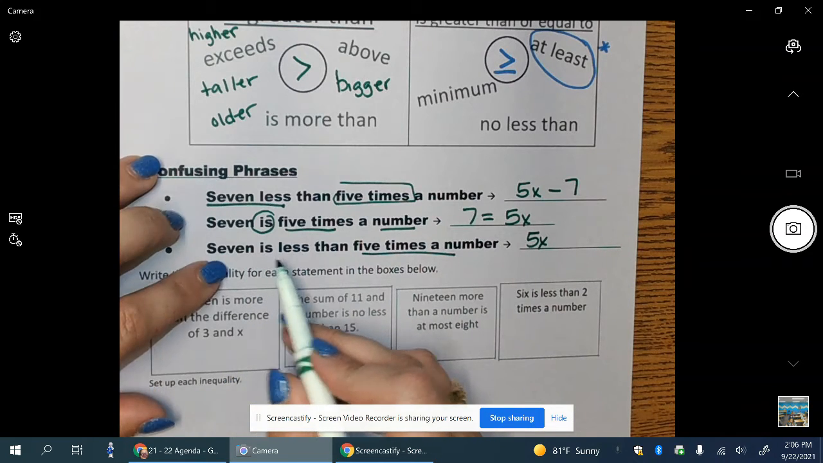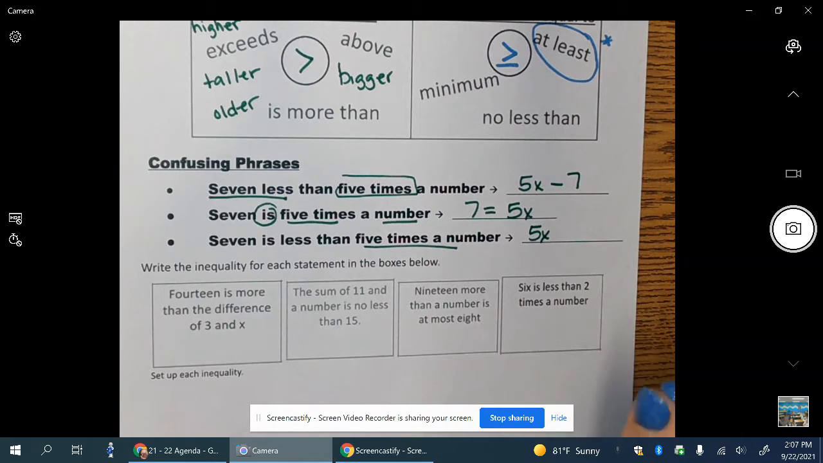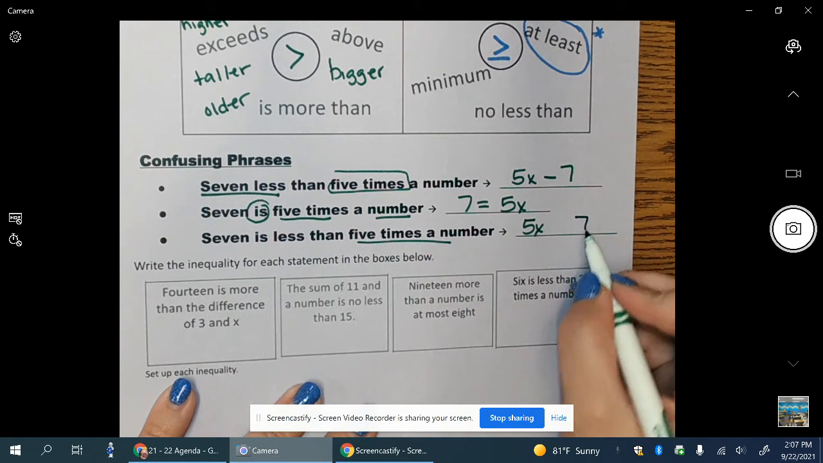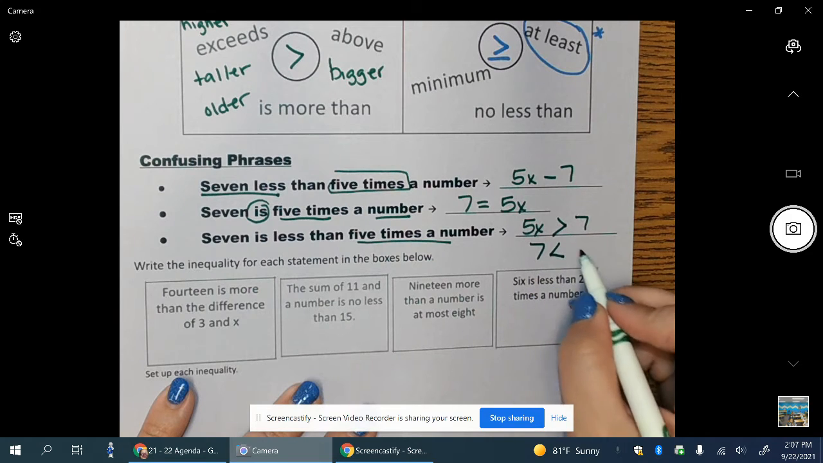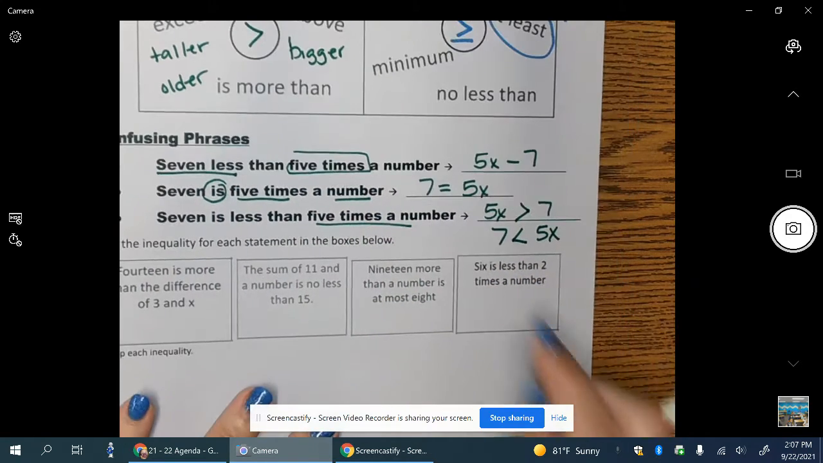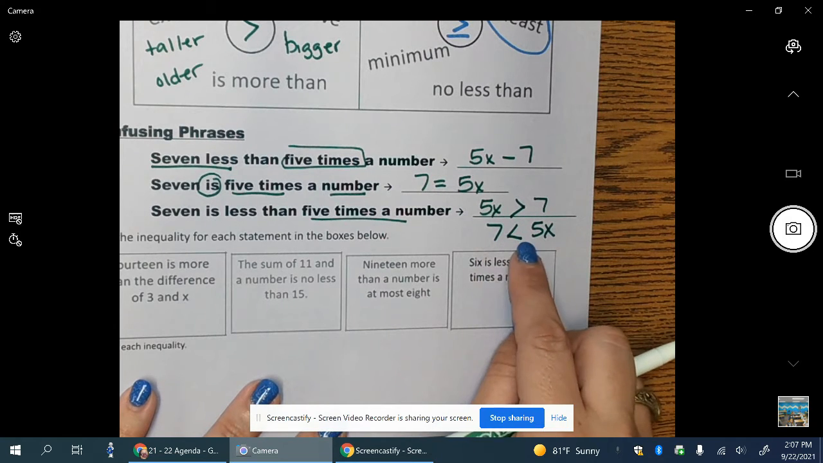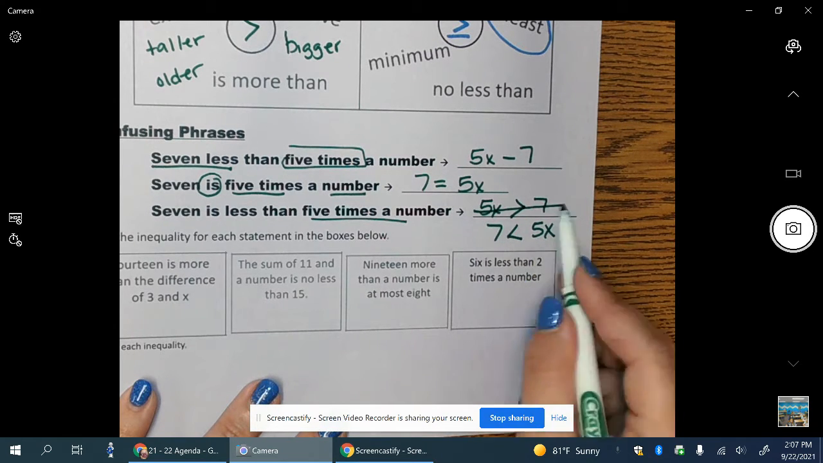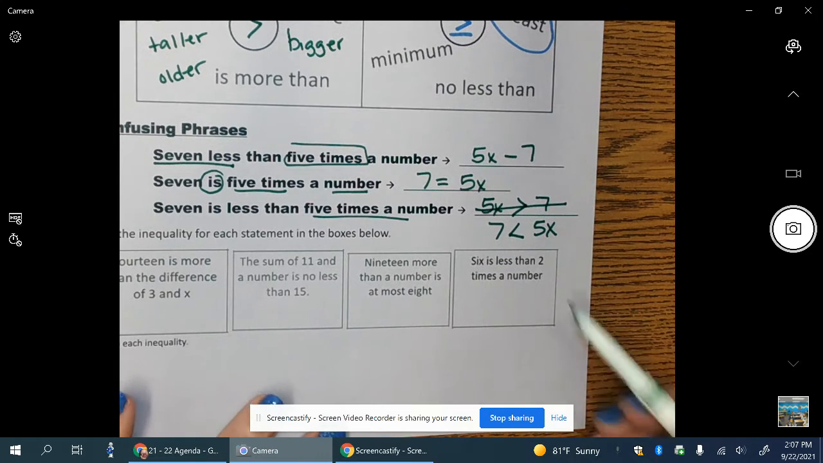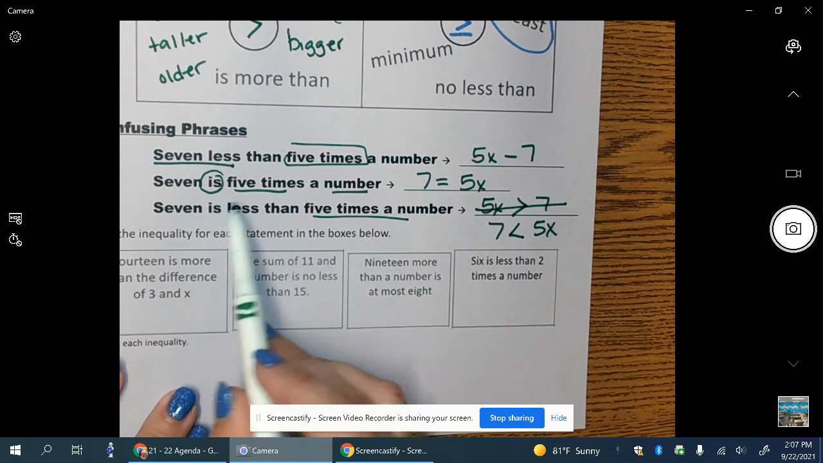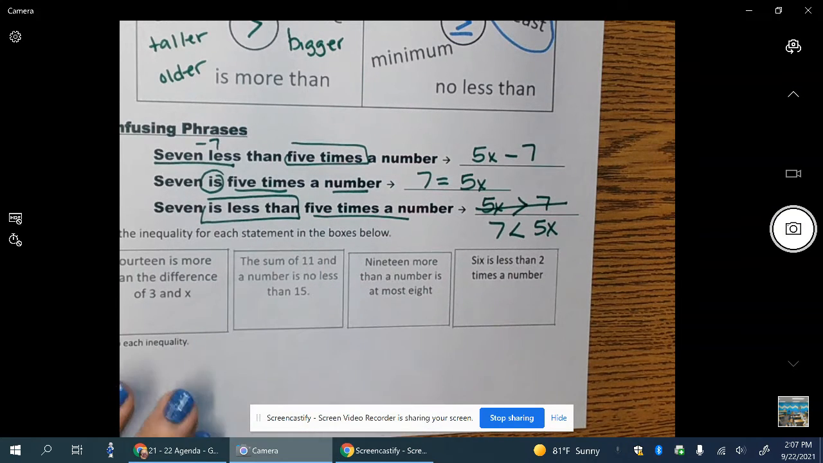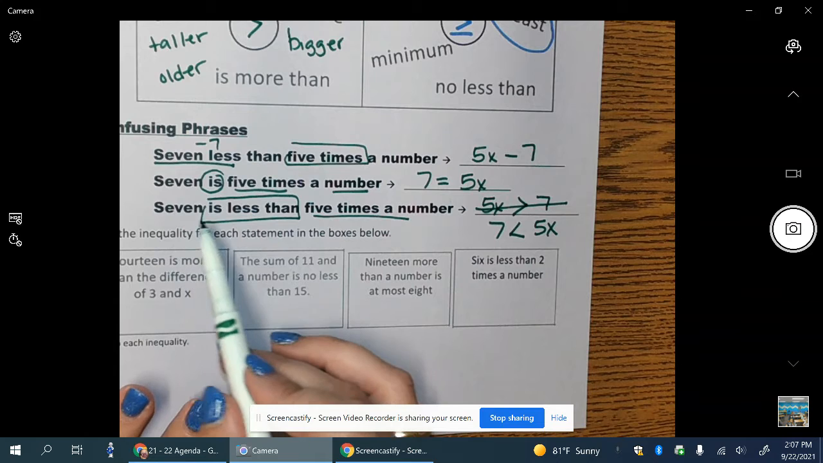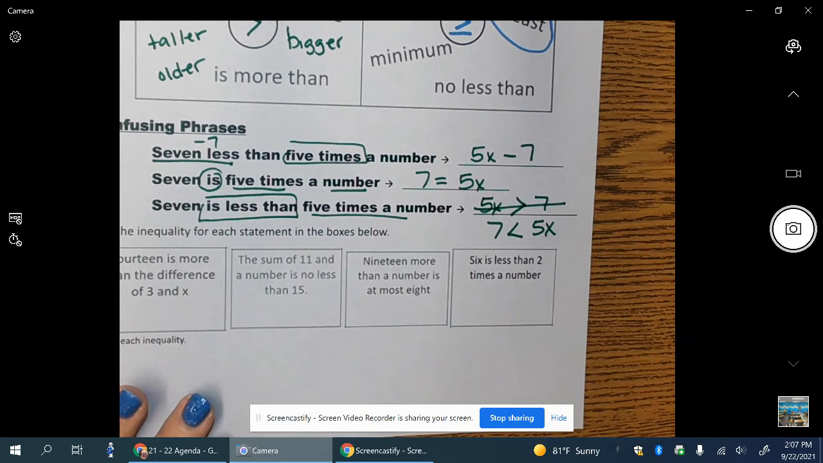7 is less than, we should have done it this way, 7 is less than 5x. Okay, 7 is less than 5x. These say the exact same thing, but do you notice how here it says 7 is less than, and here it says 7 less? That's how I know it's minus 7. But it says 7 is less than. So you see the difference?